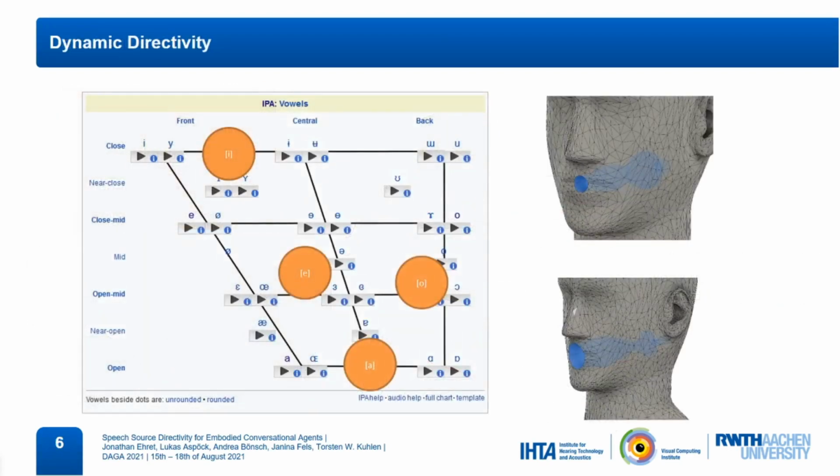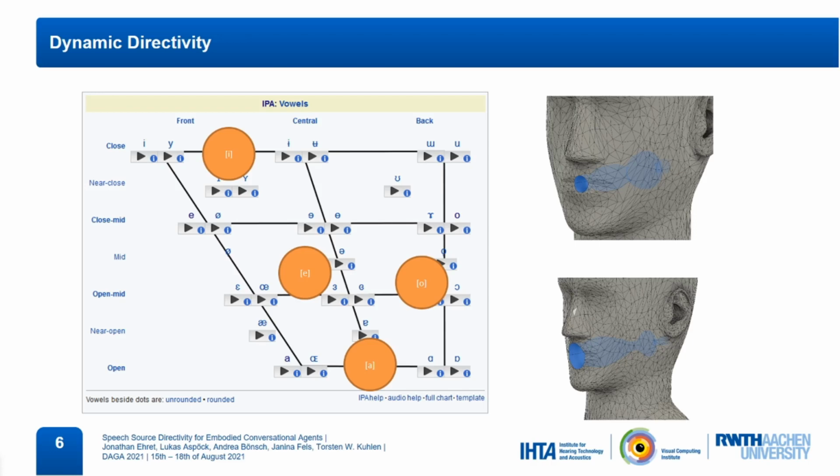We also teamed up with some linguists from the Human Technology Center of the RWTH Aachen University and used this chart of the International Phonetic Alphabet, IPA, to decide on phonemes that would have the strongest difference in the formation of the vocal tract, which we wanted to simulate directivities for. Here you can see the IPA vowel chart with the horizontal dimension being the production position within the mouth, from front to the back, and the vertical dimension showing the opening of the mouth.